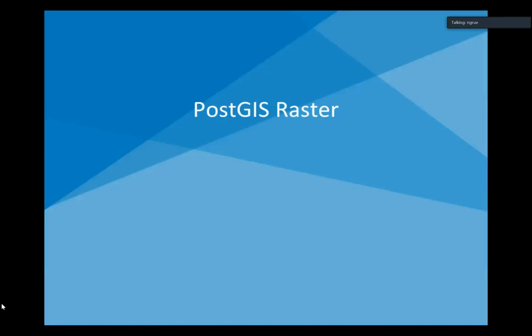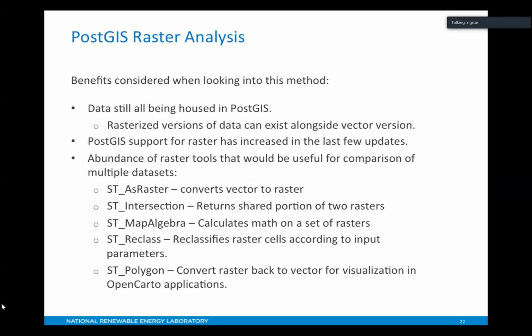So then we moved on to trying to run everything in PostGIS Raster. So Raster analysis has come a long way in PostGIS, especially in the last few updates. There's all kinds of useful tools that look a lot like the vector functions for PostGIS. So you have typical ST_Intersection, ST_Buffer. These are the function names, but you can do unions, buffers, dissolves, all the things that you might find in ArcGIS.